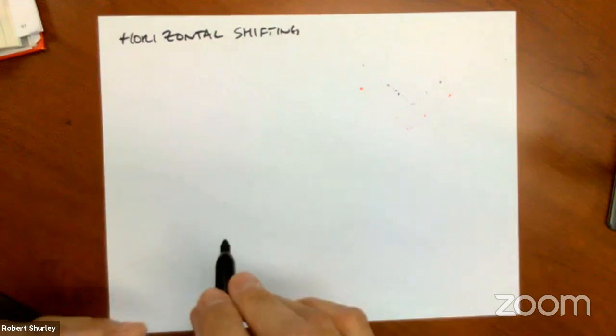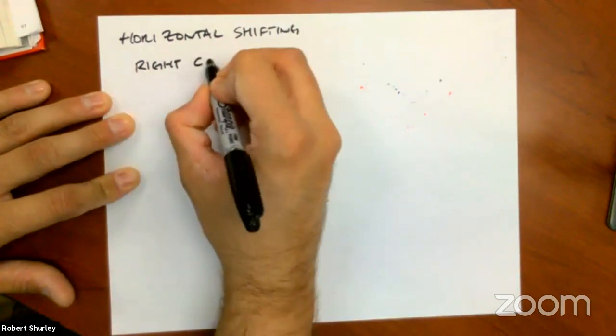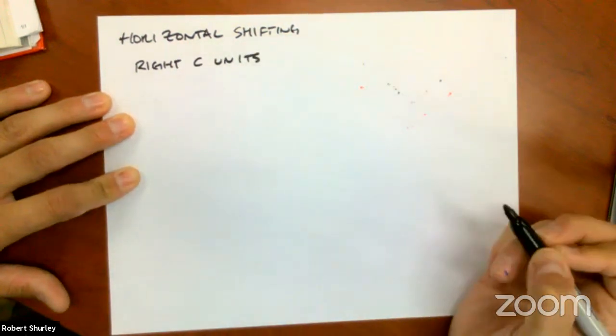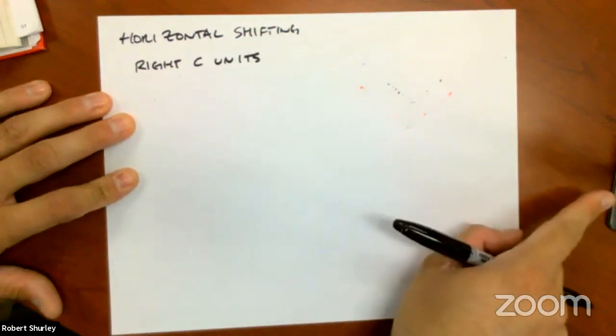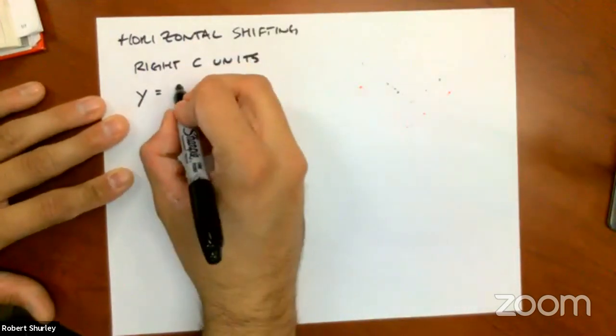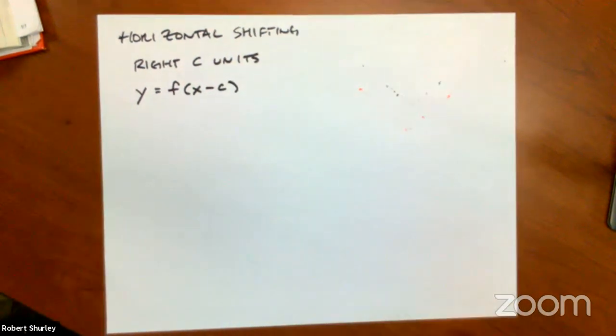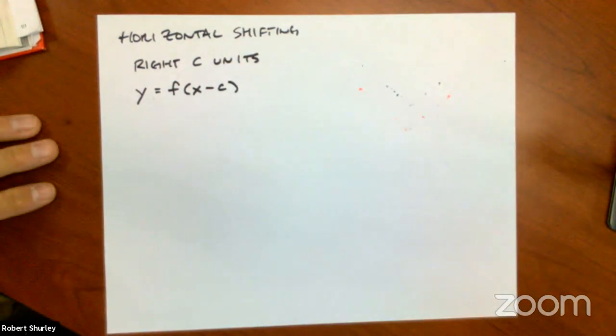If I want, let's go to the right first. If I want to go right C units, I actually have to subtract inside the function. I have to subtract inside the function.